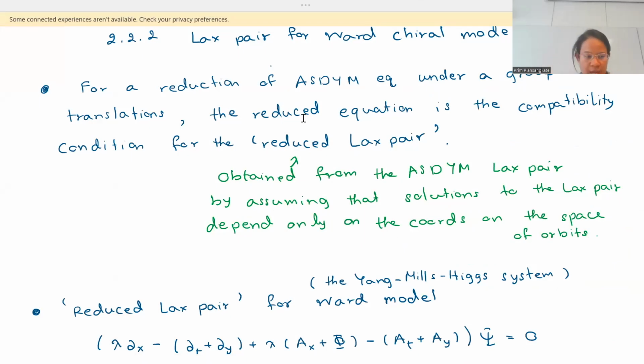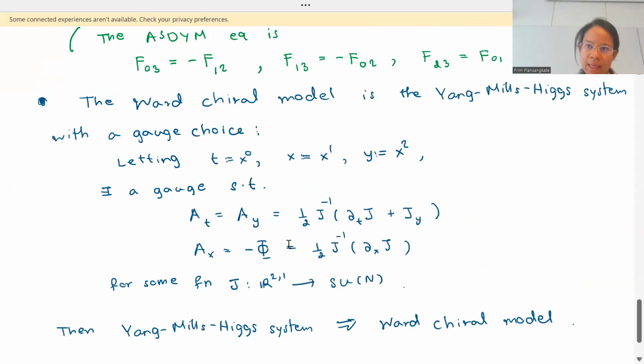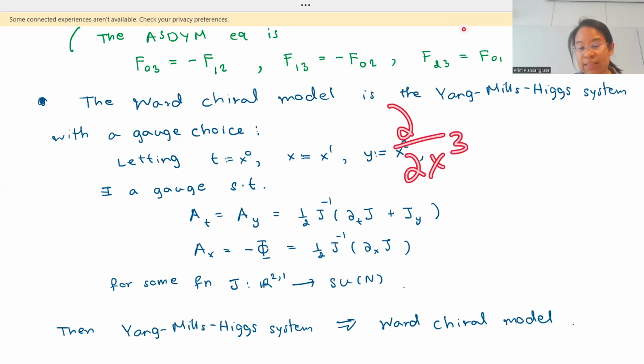Okay, so let's continue. At first, in this section, I'd like to show you, when we look at the Ward-Chiral model as a reduction of anti-pseudo-Yang-Mills equation, we said it's actually the Yang-Mills system, which is a reduction of anti-pseudo-Yang-Mills along translation of one coordinate. And the Ward model is a Yang-Mills system under a gauge choice. So we pick this gauge choice. And at first in that section, I would like to explain how to see that this gauge exists. But looking at the time, we won't have time now. I'm sorry that I will have to skip this.